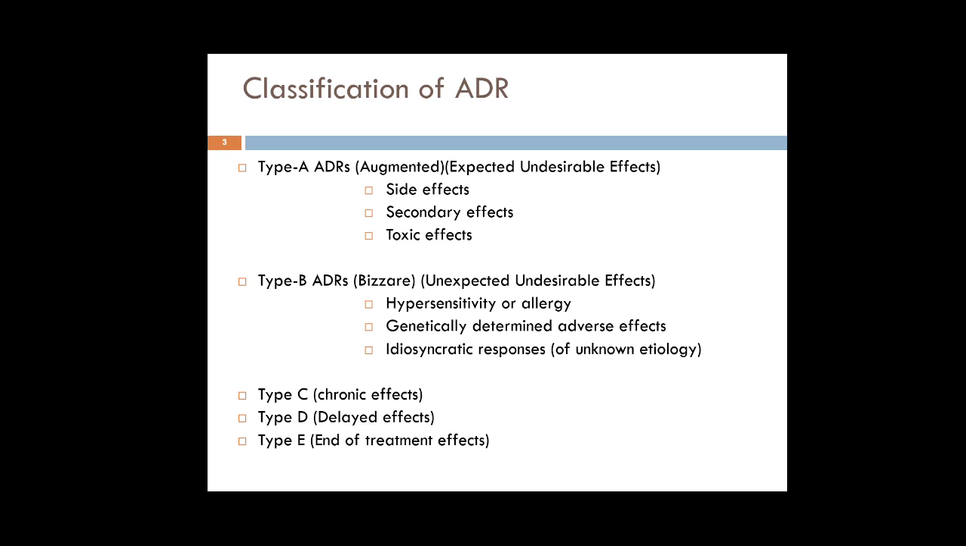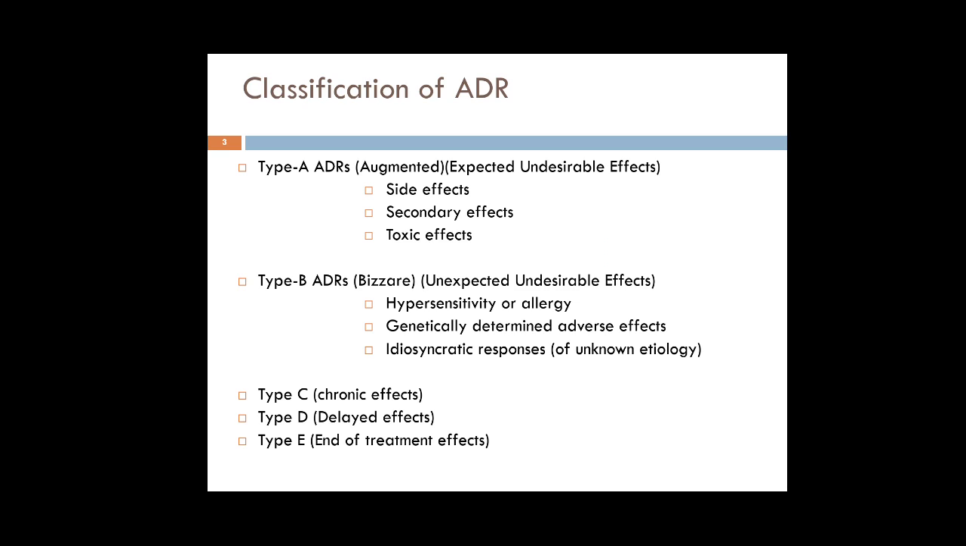So what are type A? These are the augmented adverse drug reactions, in which you can see expected undesirable effects. So what can those be? Those can be side effects, secondary effects, and toxic effects. These individual effects we will be learning shortly.